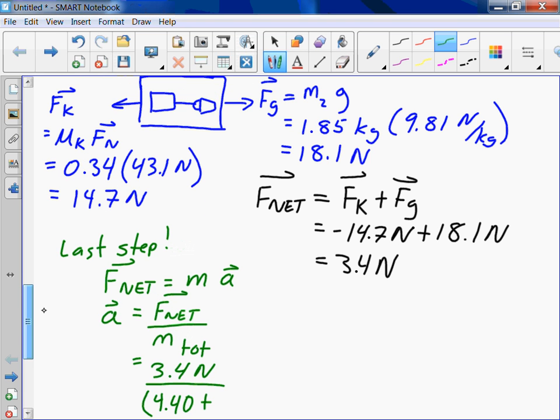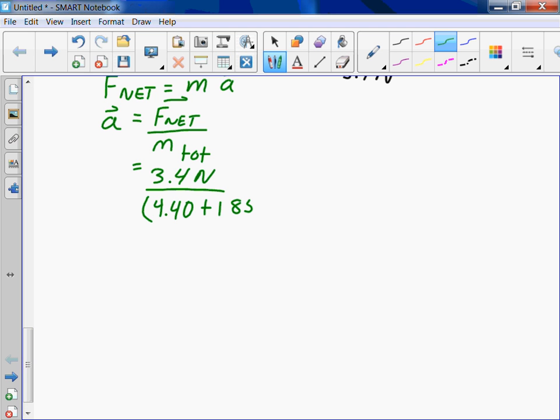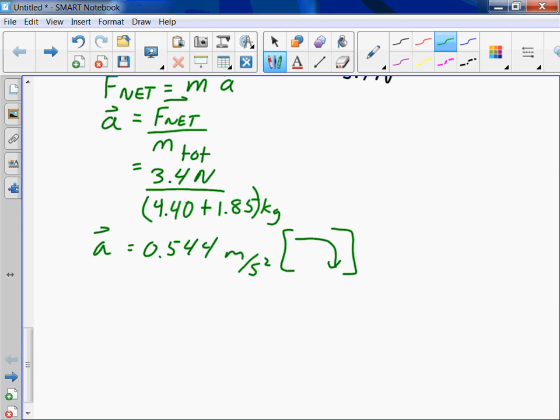plus 1.85. Okay, so question? No? 3.4 divided by 4.4 plus 1.85 gives 0.544 meters per second squared. Any questions?